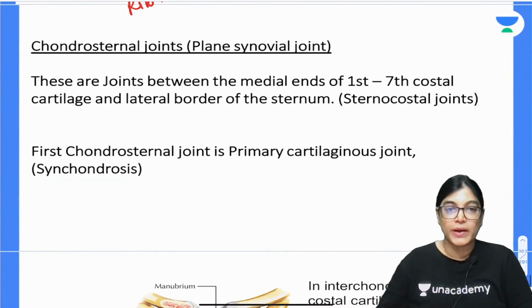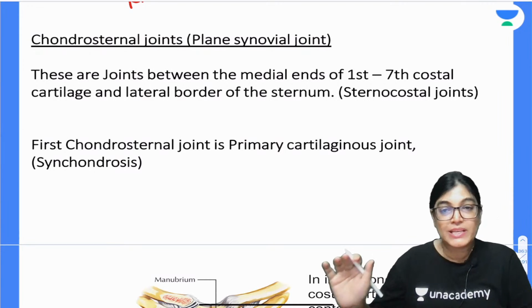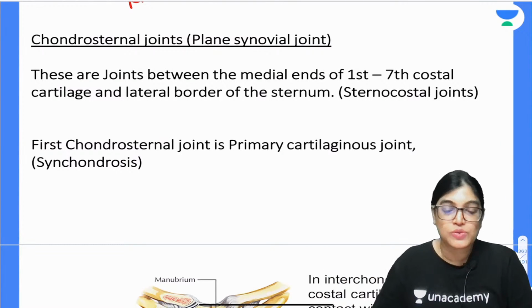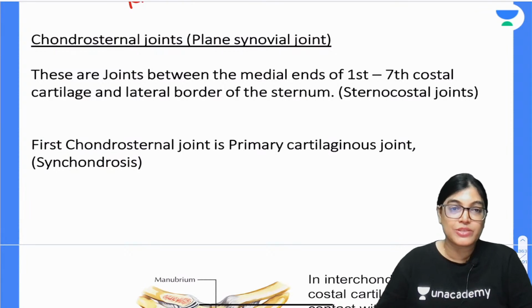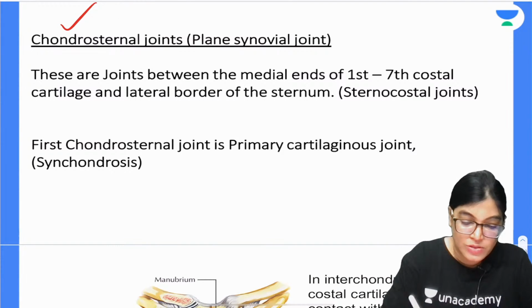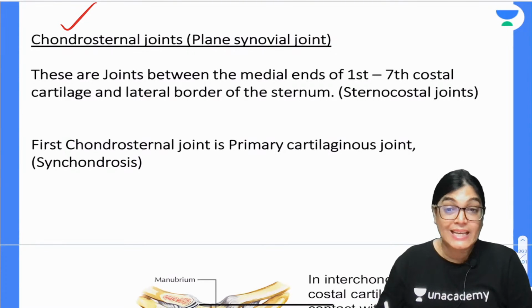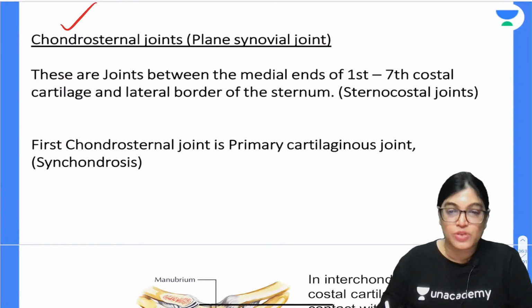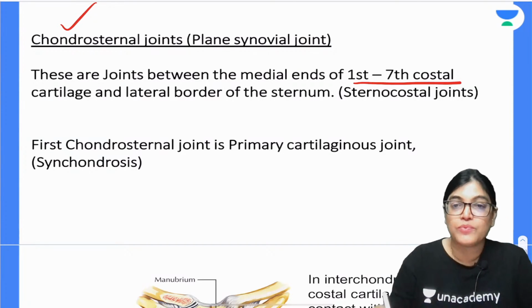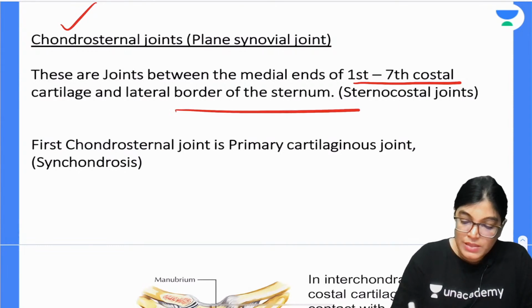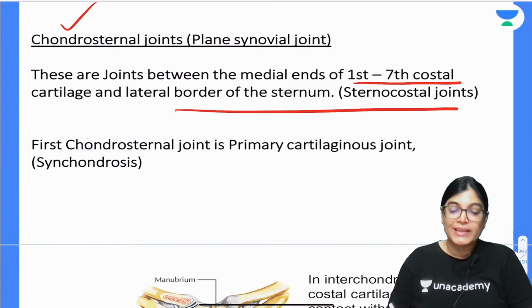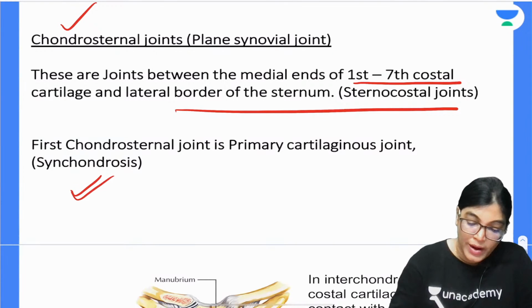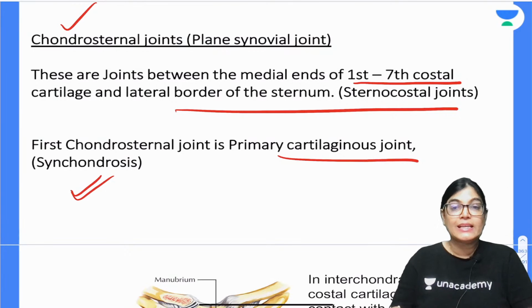Now, chondrosternal joint. It is important that the concept of each type of joint is clear to you, because I have seen many students get confused in the thoracic region joints. Chondrosternal joint again is an example of plain type of synovial joint, and it is an articulation between the medial ends of the costal cartilages, that is first, second, third, fourth, fifth and sixth, with the lateral border of the sternum. It is also called sternocostal joint. First chondrosternal joint is a primary cartilaginous joint, that is synchondrosis.